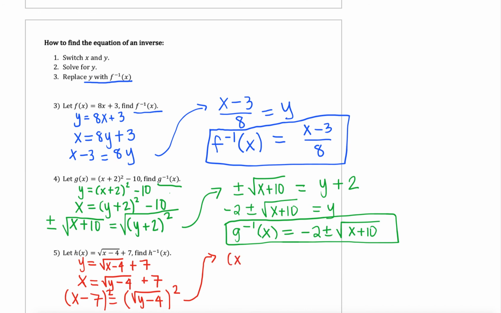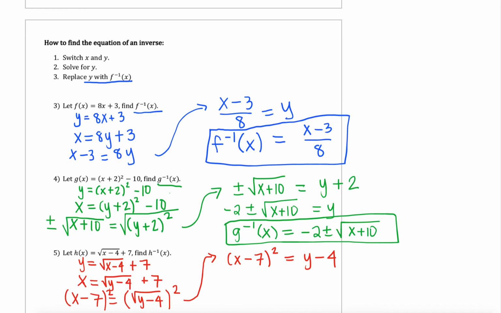Simplifying some stuff down, we get x minus 7 squared equals y minus 4, because the square and the square root cancel. We could FOIL out the left-hand side, but there's really no need to. I would prefer to leave this unsimplified, mainly because it's going to give it to us in vertex form, and that's going to help us look at some graphs later on in class tomorrow.